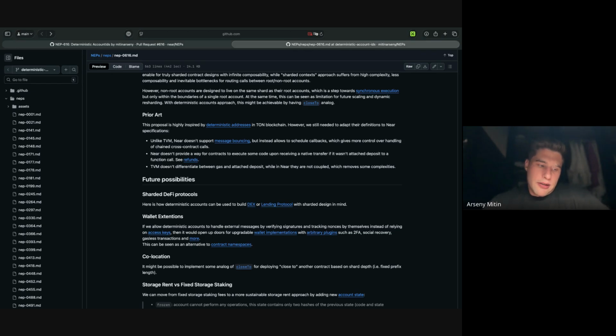Yeah, so what can be done after we approve this proposal, I hope we will, is that first we can design sharded DeFi protocols, and we should start from a sharded fungible token implementation.